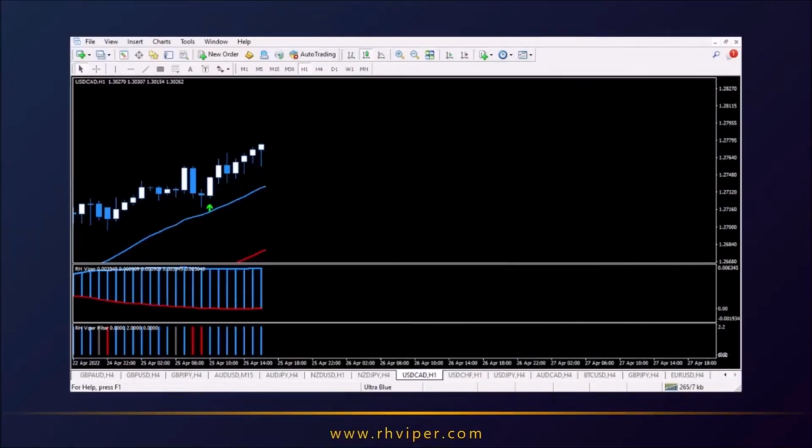Hey there. We're looking at the USD Canadian dollar. This is the 1 hour time frame, and right now we've got an opportunity potentially to go long.